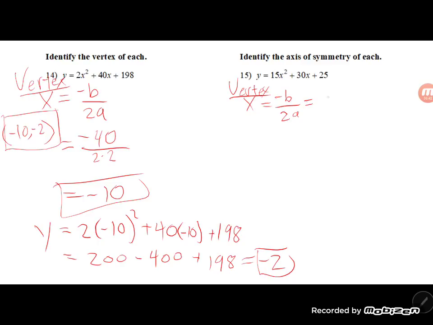So we'll go ahead and plug in negative 30 divided by 2, and a is equal to 15. So that will be equal to negative 1, because 2 times 15 is 30. Divide them by themselves, x will be negative 1. So our axis of symmetry, like I said before, it's a really easy vertex problem, is x equals negative 1, just the x value of that vertex.